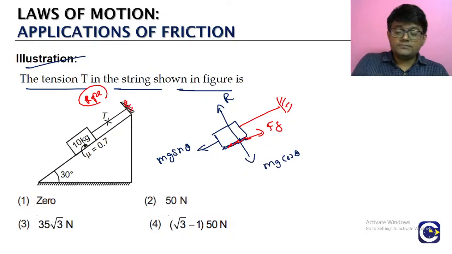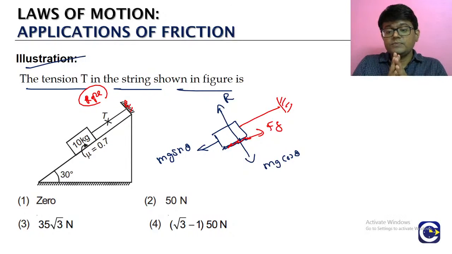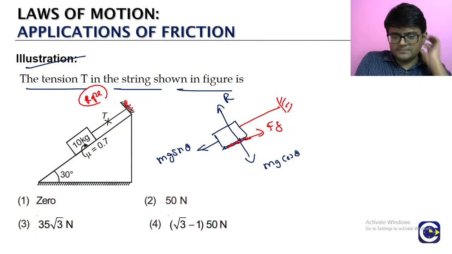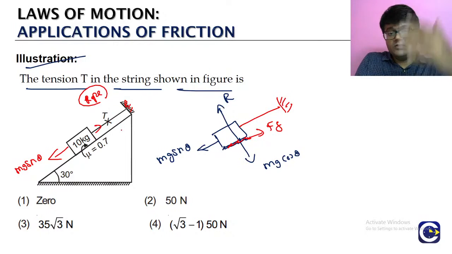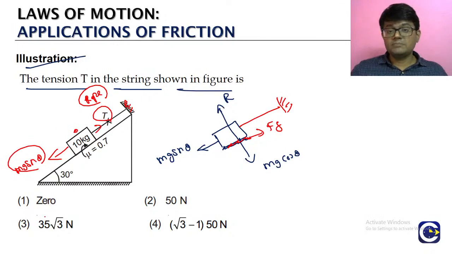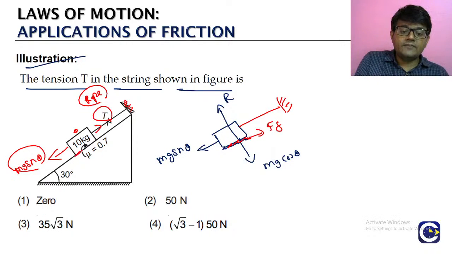See, first of all, let us understand one thing. Imagine there is no friction. Then what happens? There is this mg sin theta which is acting down the plane. So the block will try to go down, and that is opposed by the force in the rope or the string, that is the tension. To balance it, the tension force must be equal to mg sin theta. So if you bring in the friction part, friction also will oppose.